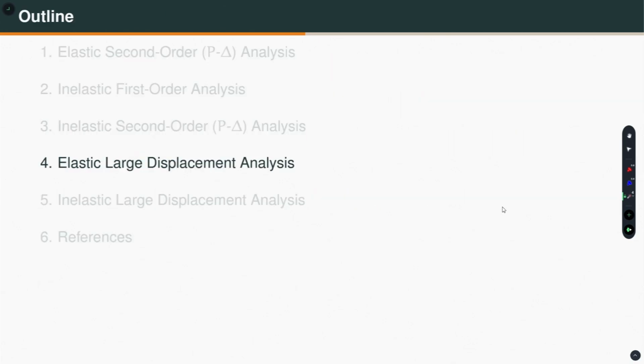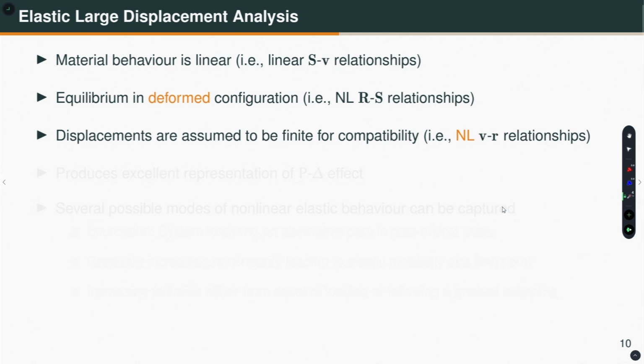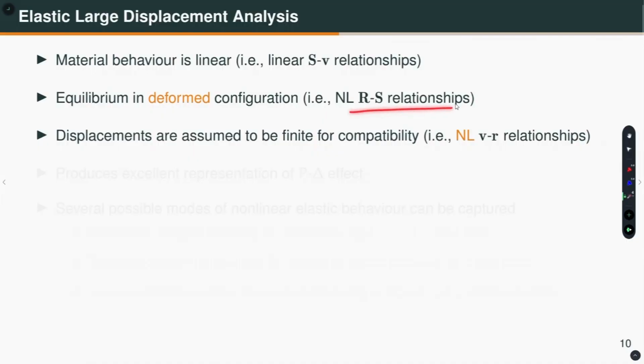Now, let us talk about elastic large displacement analysis. So, elastic large displacement, when I say elastic, that means material behavior is assumed to be linear elastic. So, action deformation relationships are linear, and equilibrium is considered in the deformed position, that means nonlinear RS relationship. Recall from lecture number 10 what I mean by nonlinear RS relationship. Go to the OpenSys example where I have applied a gravity load and a horizontal load, and when I increase the loads proportionately, the force in the spring does not increase proportionately, right. So, that is what I mean by this.